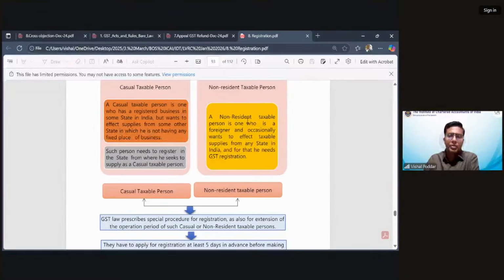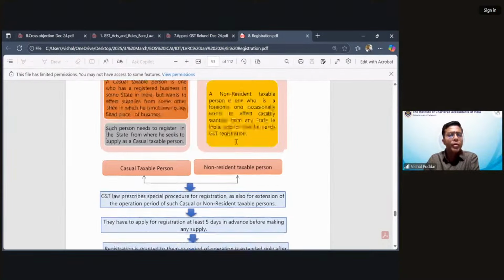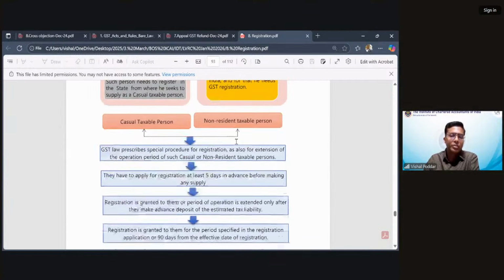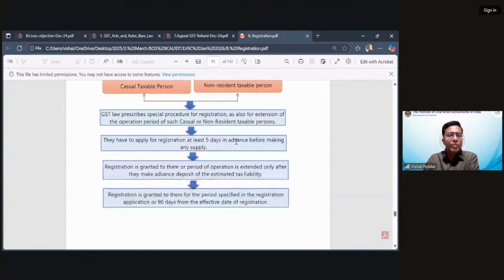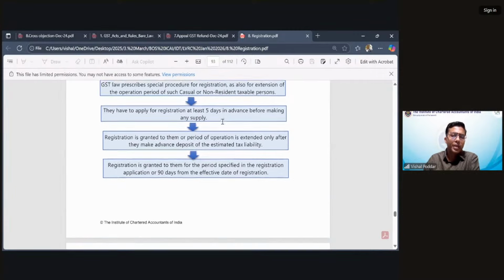Similar lines, who is NRTP? It is a taxable person who is a foreigner who occasionally wants to effect taxable supplies from any state in India, and for that period the person is needing a registration. Now, what is common for both? The GST law prescribes special procedure for registration as also for extension of the operation period of such CTP and NRTP.